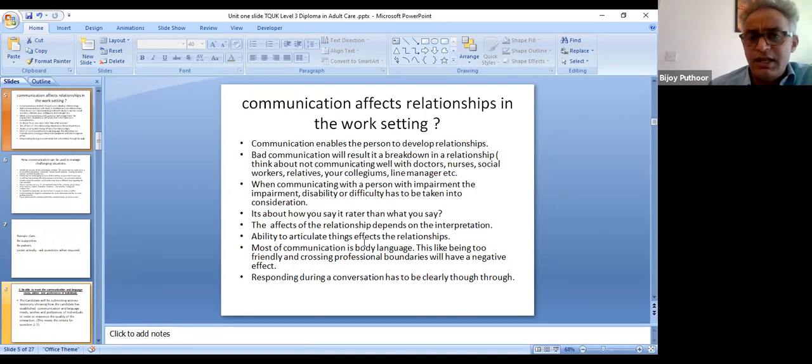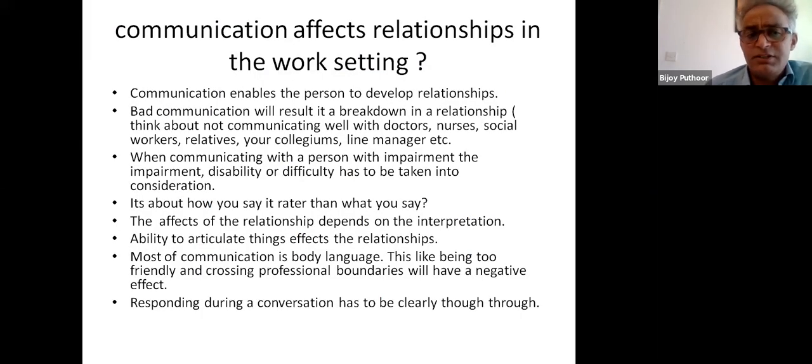How does communication affect relationships? Communication affects relationships in a work setting. That's the second part of the same question. Communication enables people to develop relationships. Bad communication will result in the breakdown of relationships. So how does communication affect a relationship?